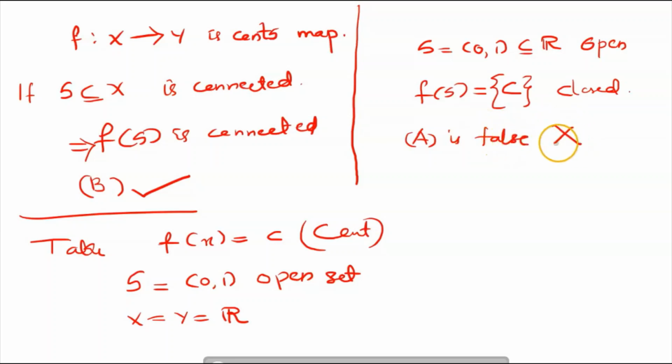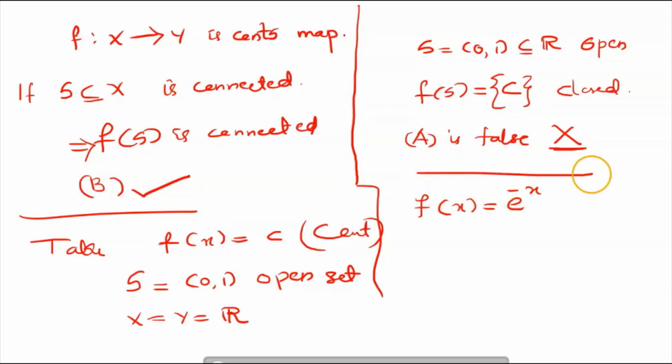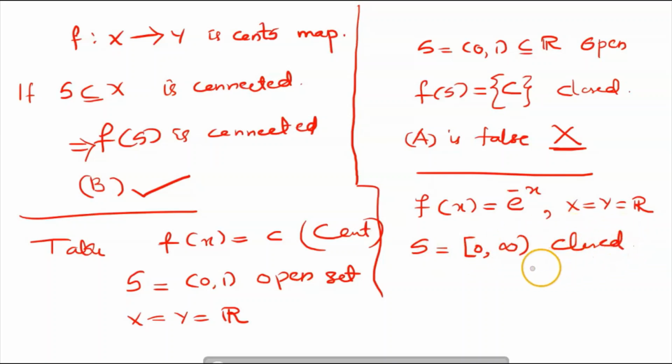Option A is false. Option B true, option A false. Now let's take f of x is equal to e raised to minus x, and take x equal to y equal to R, real numbers. And taking S equal to closed [0, infinity), which is closed in R. S is a subset of R and closed in R.